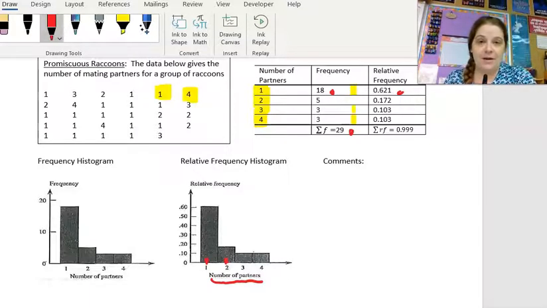If I was going to talk about this, I would go through those SOCS. Okay, for the shape here, this graph looks like it is skewed to the right.